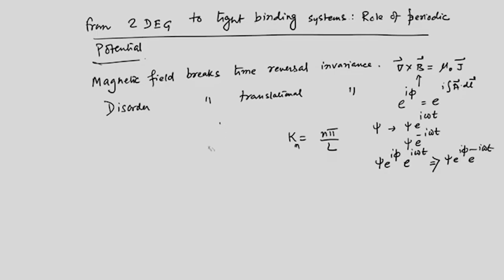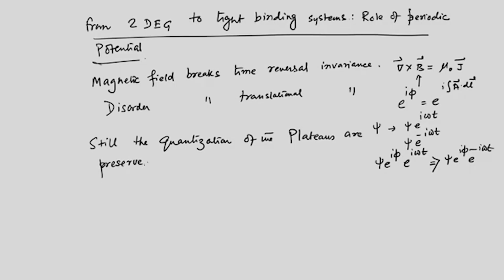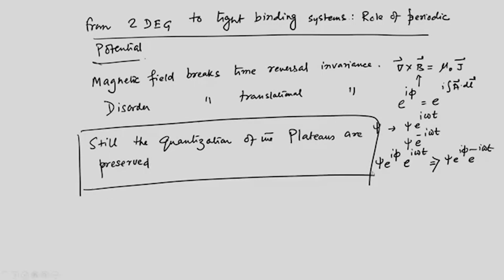Unfortunately, our system has lost both of them. And the disorder is, as I said, intrinsic to the 2D electron gas, so it has to be there. Still, the quantization of the plateaus is preserved. This is the main thing which is surprising, but nevertheless it is experimentally true.